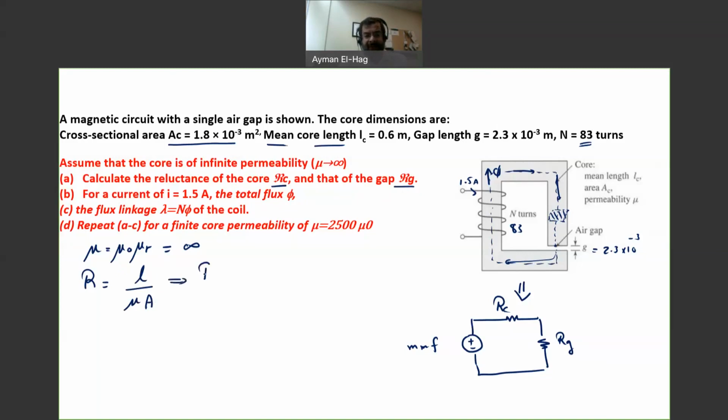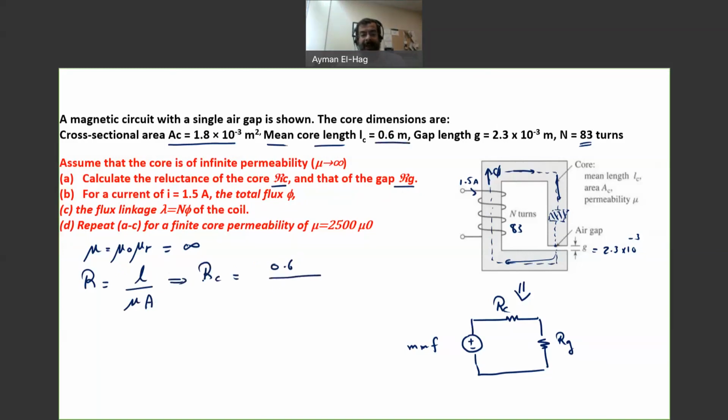So from this, you can find the reluctance of the core equal to l. What is l? It's 0.6. And you have to keep track of the units. So keep all the lengths in meters and all cross-sectional areas in meters squared. This is already given to us in meters, so we keep it as it is.